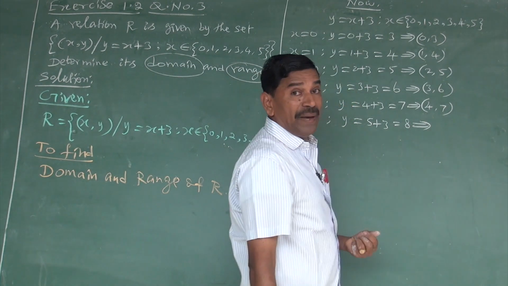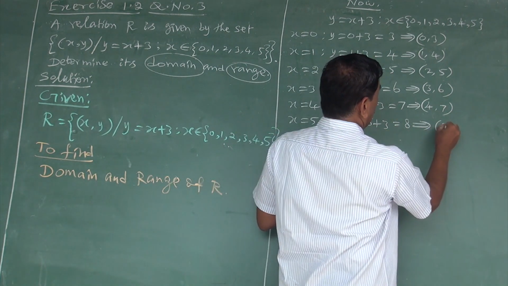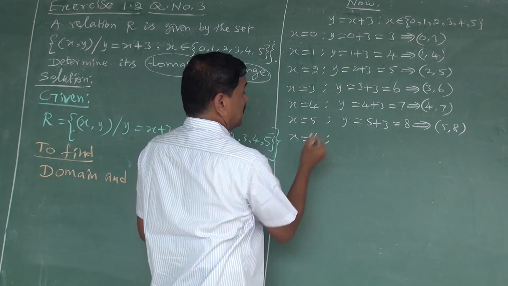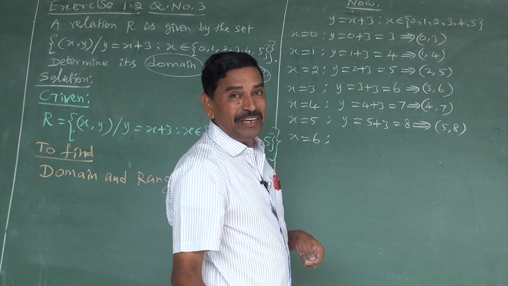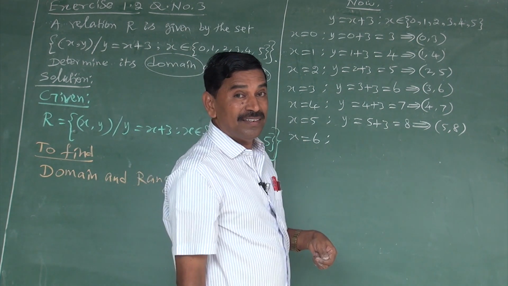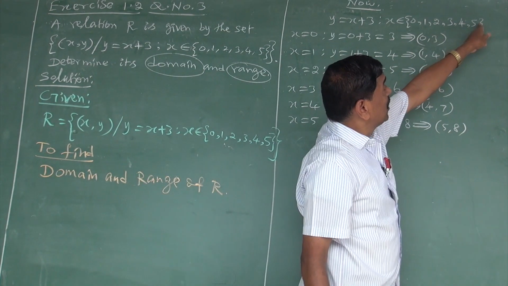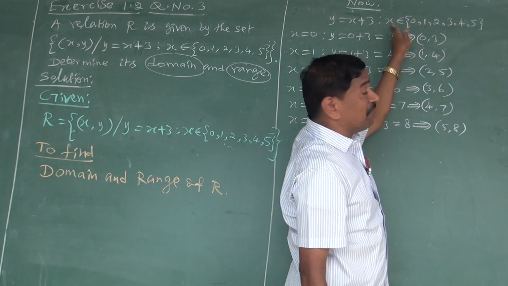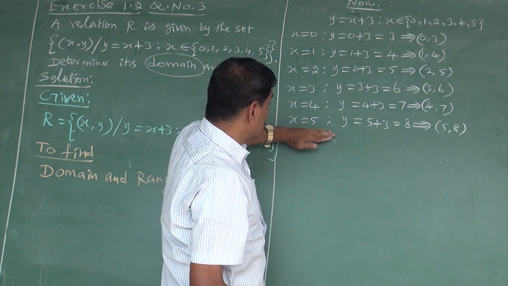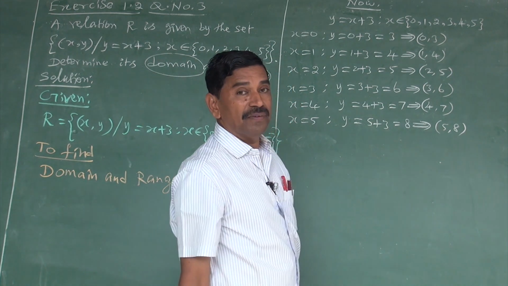Can you tell me what is the ordered pair? Good. 5 comma 8. Next, when x equal to 6, very good. I am very happy today. Why is x equal to 6 not possible? Good. x equal to 6 does not belong to the given condition, so x can take the values from 0 to 5 only. So no need to find when x equal to 6, x equal to 7, x equal to 8, etc. Okay, stop the sum.